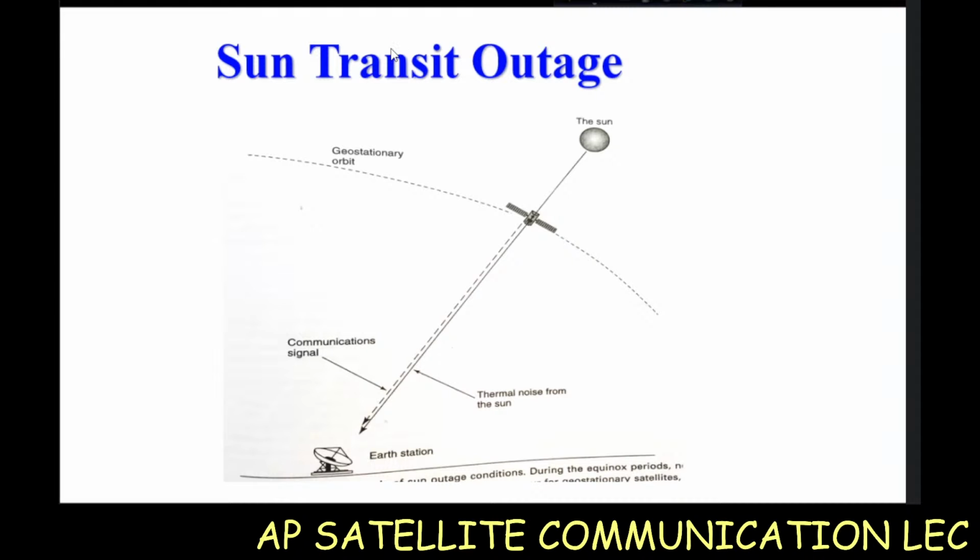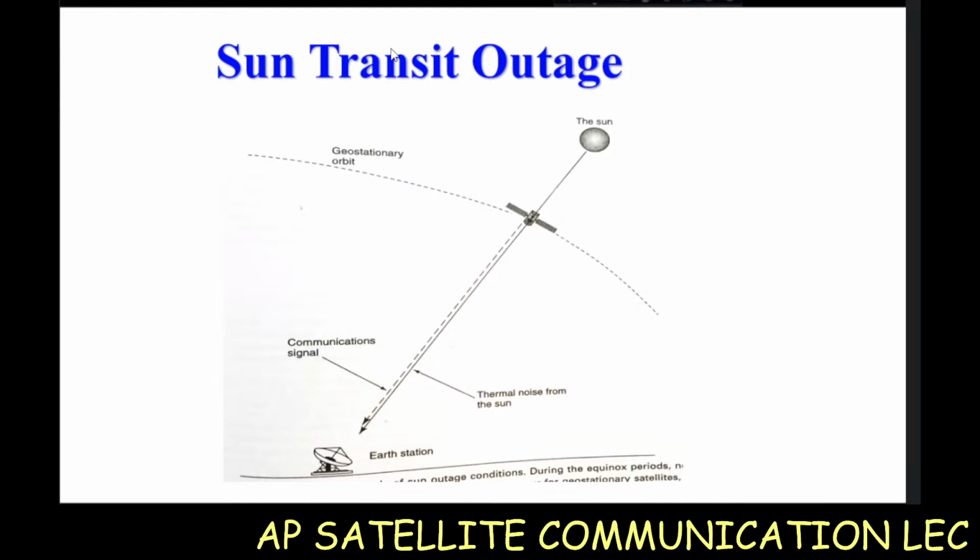bands. So that will cause an increase in the noise associated with that particular signal, and the signal to noise ratio will degrade, it will fall.